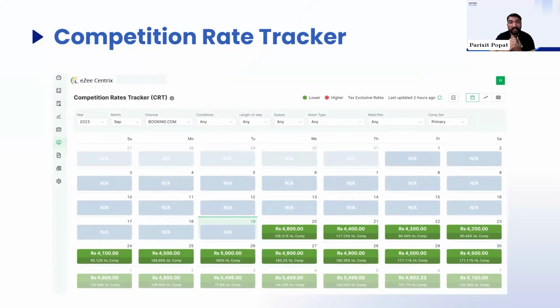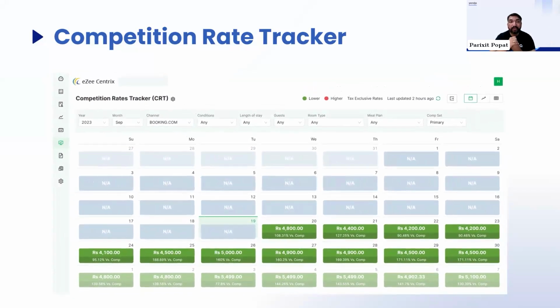Competition rate tracker, very important, very essential to track what the market is doing. With the competition rate tracker, you can track 4 of your comp sets from 4 different OTAs in real time. Once a day, you get the data for the next 30 days. You can understand, analyze, and if you feel that you need to sync the price along with the market, you can make changes to the pricing pattern with the help of EasyMint.